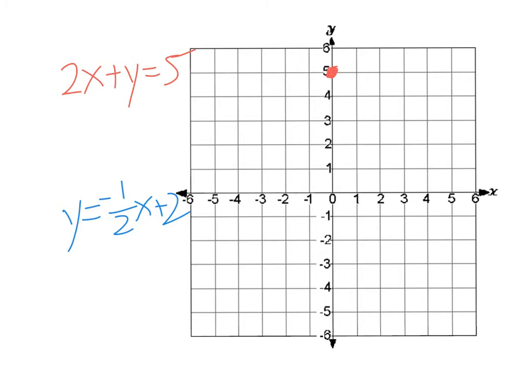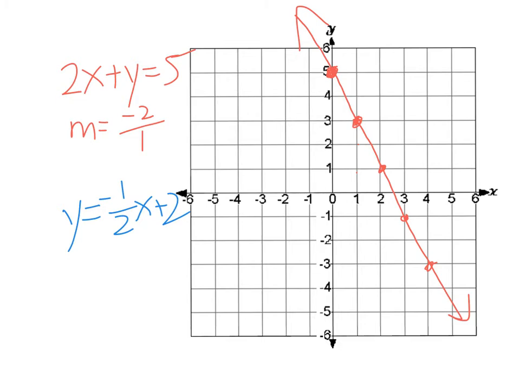I also know that the slope of this line is negative a over b. So it's negative 2 over 1, which means I go down 2 and over 1. And I can do that again, go down 2 and over 1 more. I could keep doing it until I get to the bottom of the graph, but I think we have enough there. And I'm going to draw my line connecting all those dots. So there's the first line.